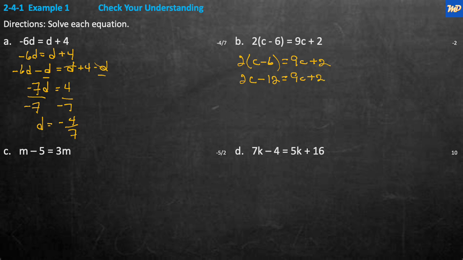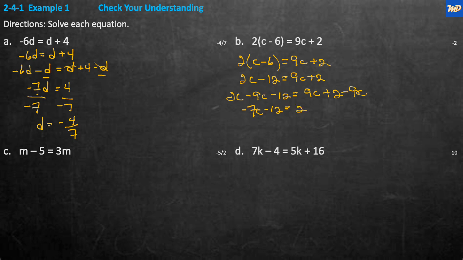So it doesn't matter which way we go. Let's move the 12 to the right and the 9c to the left. So in doing so, we're going to have 2c minus 9c minus 12 is equal to 9c plus 2 minus 9c. So the 2c and the negative 9c will add. We're going to get minus 7c minus 12 is equal to, the 9c's cancel, is equal to 2.